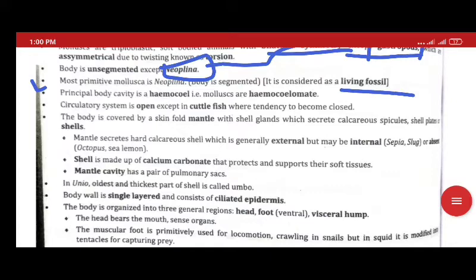Now the blood circulatory system here is open type. In Annelida it was closed type, but here it is open type, except in cuttlefish. The exception occurs in cuttlefish, where it tends to become closed. Cuttlefish closed: C for cuttlefish, C for closed.